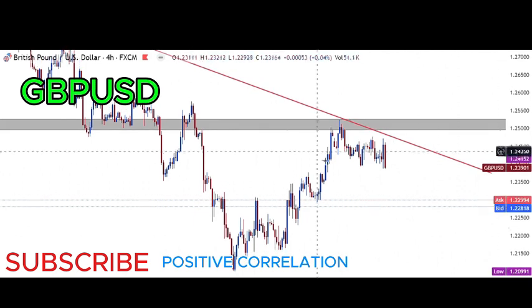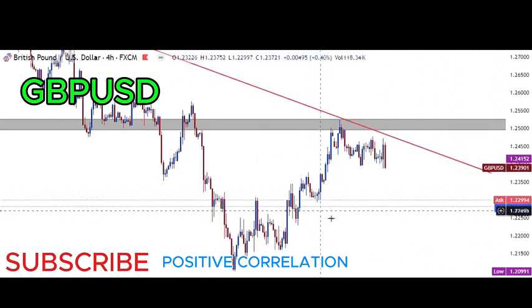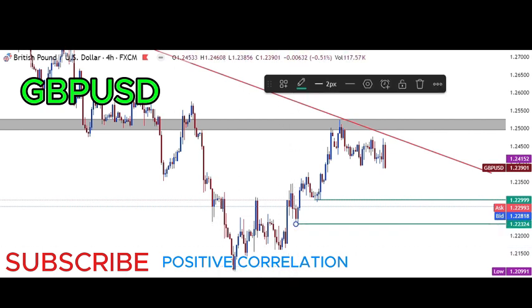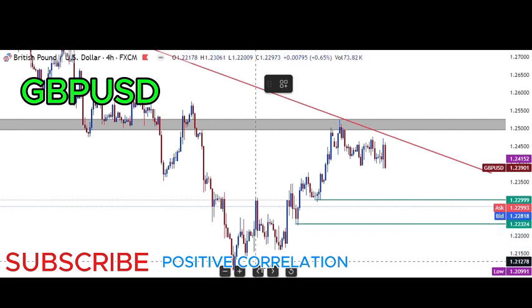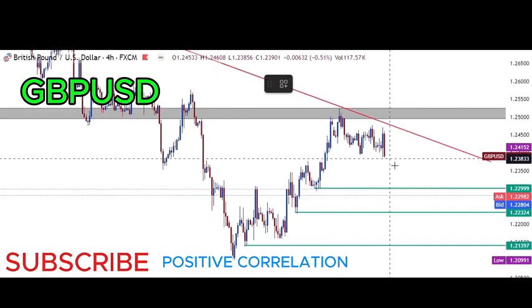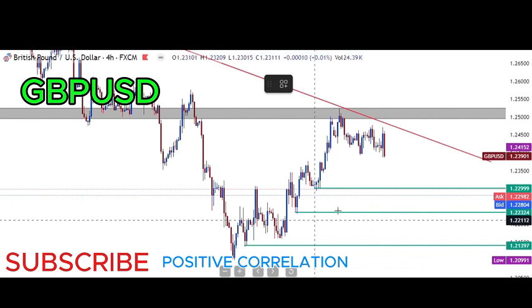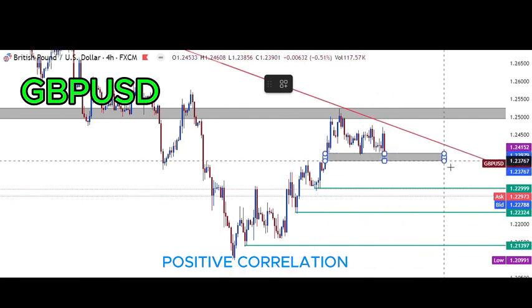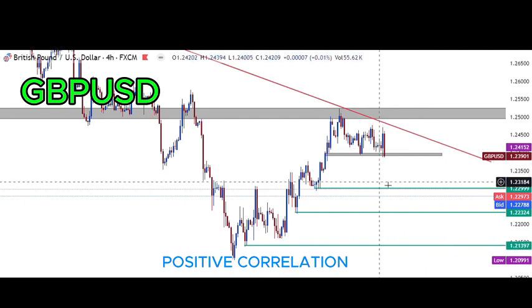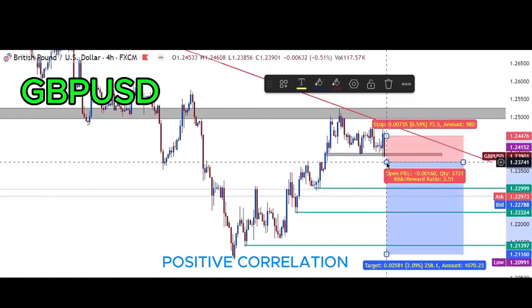We are anticipating selling this week, and our first target would be this one here, and then our next target would be this point here. Another target would be these lows right here as the market drops all the way down. So we are looking at that this week. If the price breaks below this point, we are looking at selling all the way down to these areas down here.